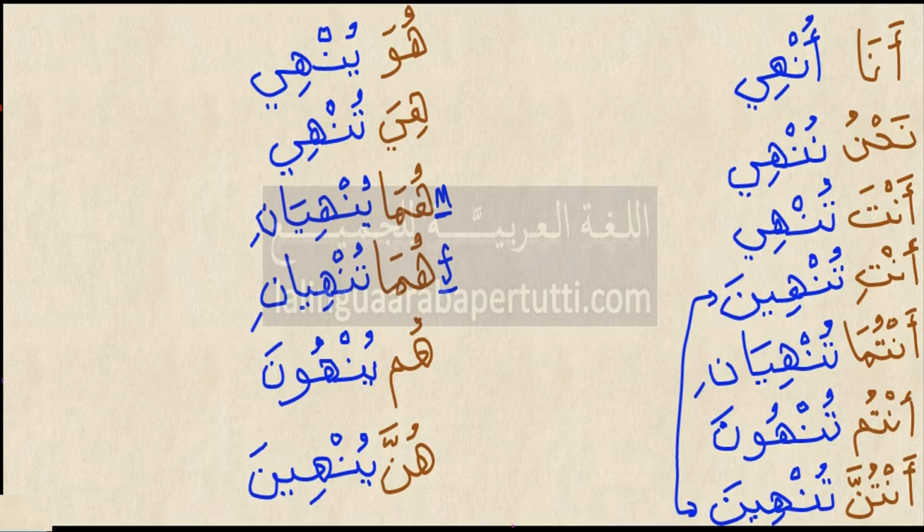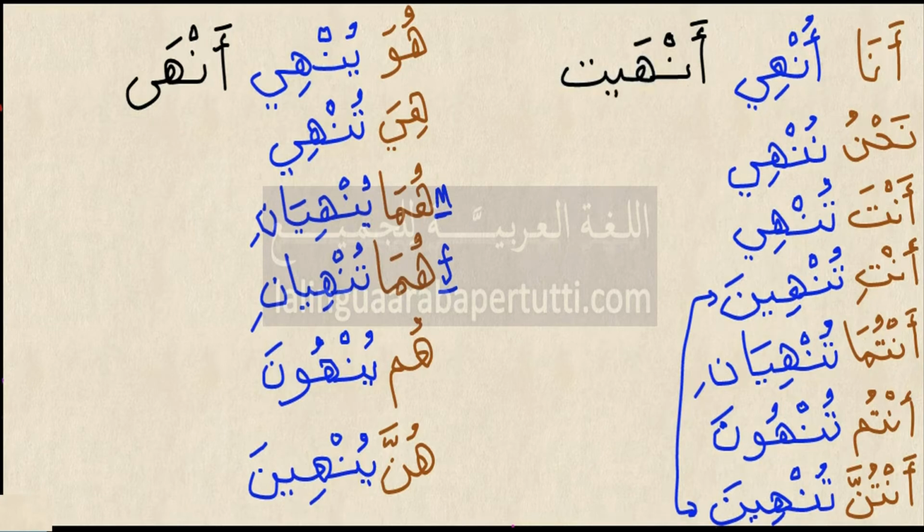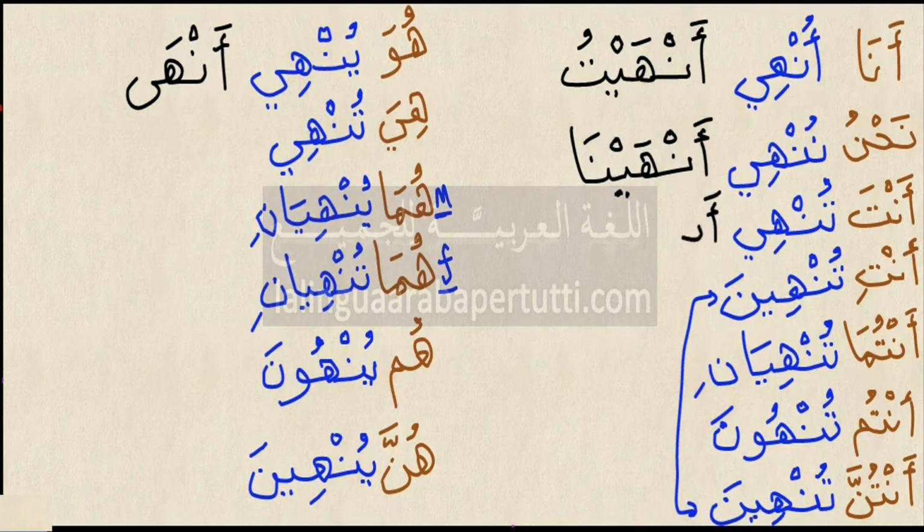Let's go to the past. We already said that anha, huwa anha, أنهى it's finished with ألف مقصورة. طيب أنا how it will be أنا أنهيت. أنا أنهيت. نحن أنهينا. أنت easy أنهيت.